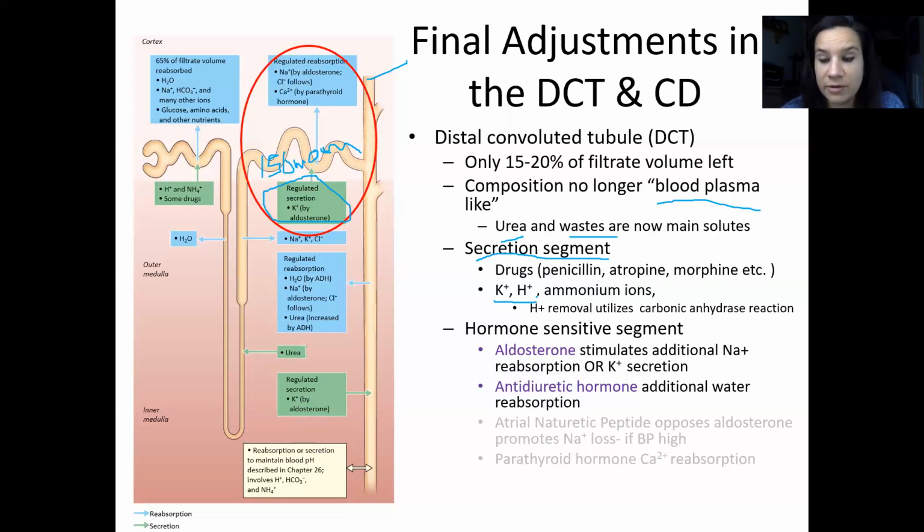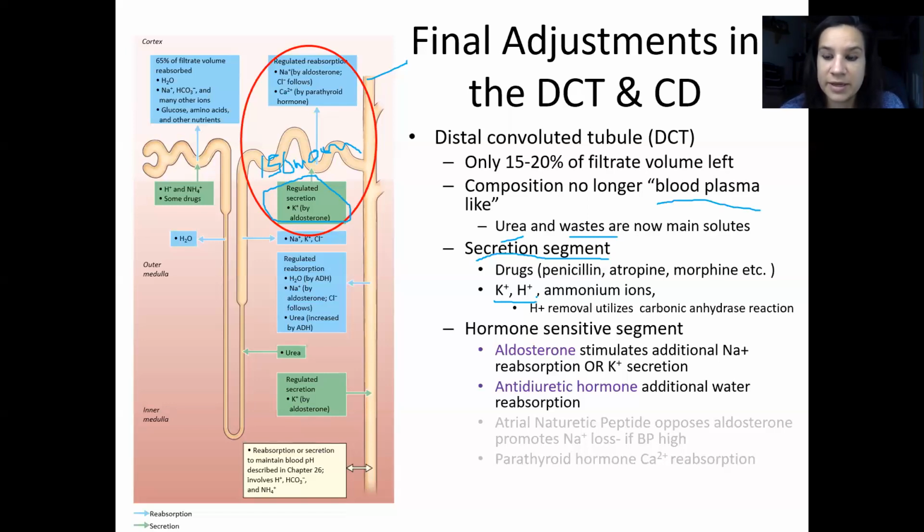We know that the lung was heavily involved in acid and base balance because every time we accumulate CO2, we're actually going to shift that CO2 into hydrogen and a bicarbonate ion.